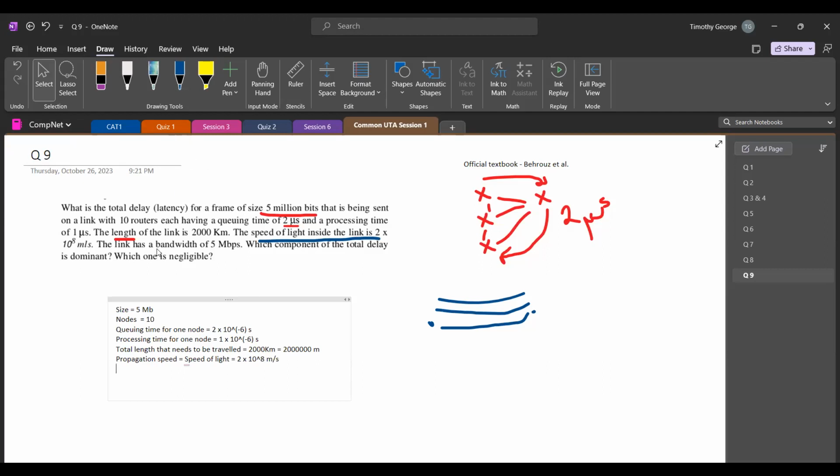Okay, now what are we given? The link has a bandwidth of 5 Mbps.